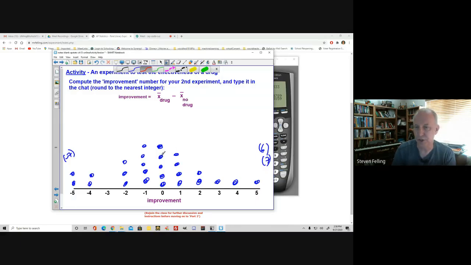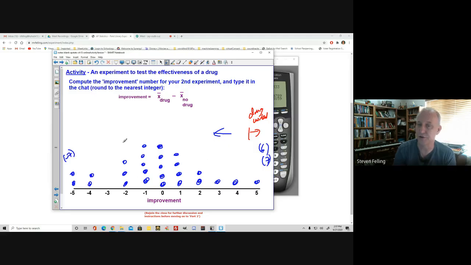Maybe the question is, is the change big enough to be significant? A change of 1, probably not. But maybe out here, we would say a change of 5 or more, maybe you can say that's significant, right? So this means the drug worked. But anything over here, I don't know. Basically, the drug doesn't seem to have an effect, or maybe even worsened in some cases.